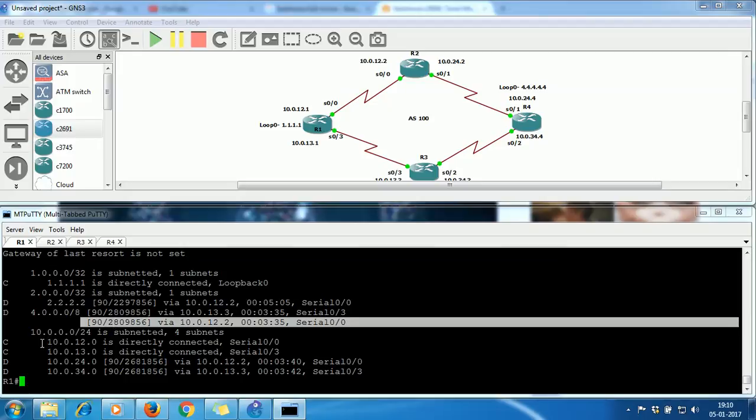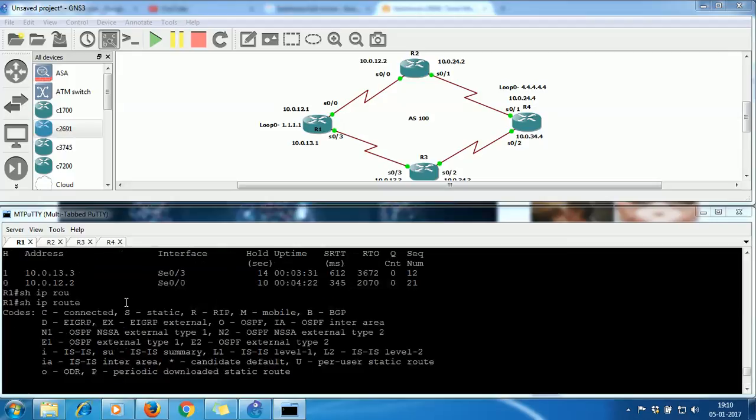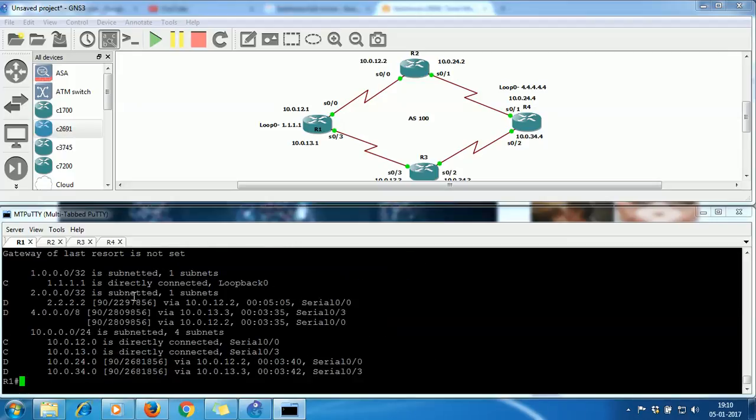Okay, so we'll just see some simple things here. In coming videos we will see everything with some advanced configurations. Fine, so I think we have got the loopback of 4, the loopback of 2, and the loopback of router 1. But I didn't receive router 3's loopback address. Why? Because I didn't advertise it in EIGRP. Apart from that, you can see here 24 and 34 I have received. So I have end-to-end reachability.